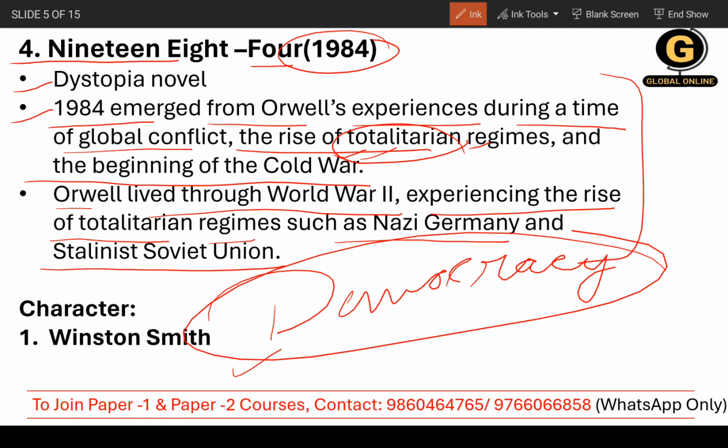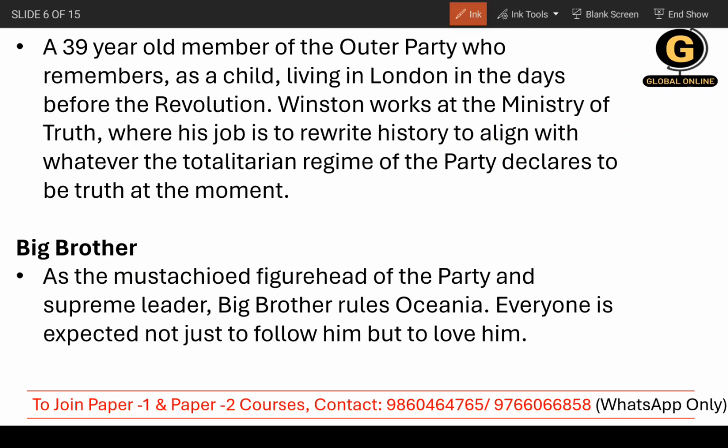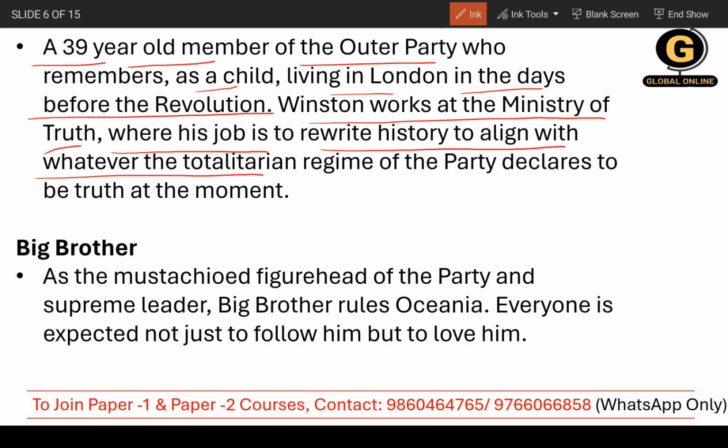Now let's talk about the important characters of 1984. Winston Smith, the first character, the main character, as I've told you. So who was he? Let me tell you something about him. A 39-year-old member of the Outer Party who remembers as a child living in London in the days before the revolution. Winston works at the Ministry of Truth, where his job is to write history to align with whatever the totalitarian regime of the party declares to be truth at the moment. So he is working at the Ministry of Truth, 39 years old, a member of the Outer Party, living in London. This is the basic detail of him.